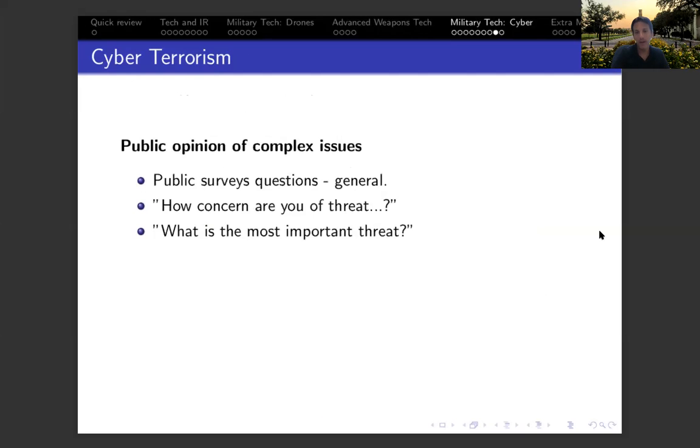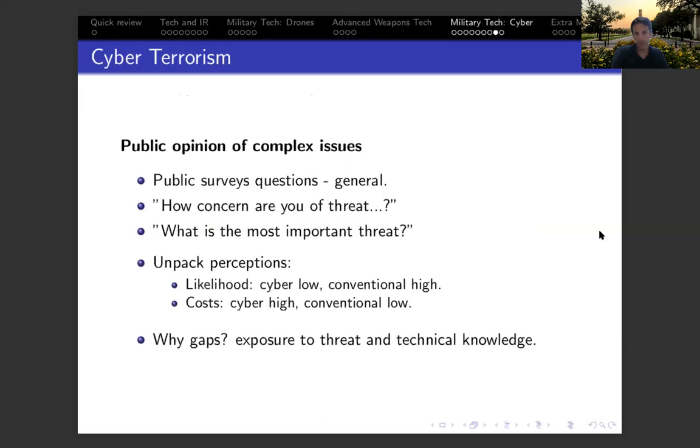What we suggest is that we need to unpack those perceptions and look at more specific elements such as the likelihood or the cost, which is a more clear element. If I'm going to ask you what's the likelihood of a certain type of threat materializing, it's going to be much easier for you to come up with a very clear answer than just asking you, how concerned are you of this threat? So we differentiate between the likelihood of conventional terrorism and the likelihood of cyber terrorism, and similarly also when it comes to the costs.